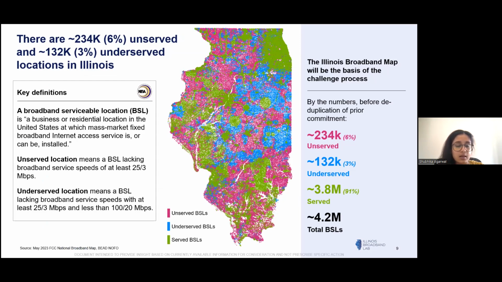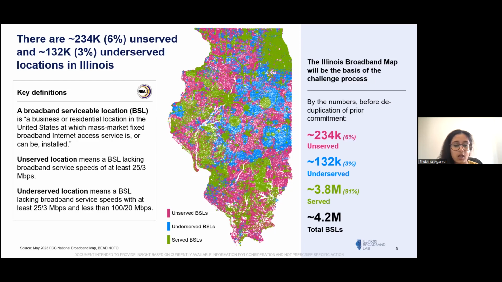So now taking a closer look at what the maps currently say. The map here represents the broadband serviceable locations. Just to level set, a broadband serviceable location is a business or residential location in the United States at which mass market fixed broadband internet access service is available or can be installed. One note here is that we may not have all community anchor institutions show up on the FCC map as a broadband serviceable location, just because of the assumption that they may not always subscribe to mass market fixed broadband internet access. So in the following slides we'll discuss more on engagement through CAIs and how they can interact with the map and information that the office has put together.